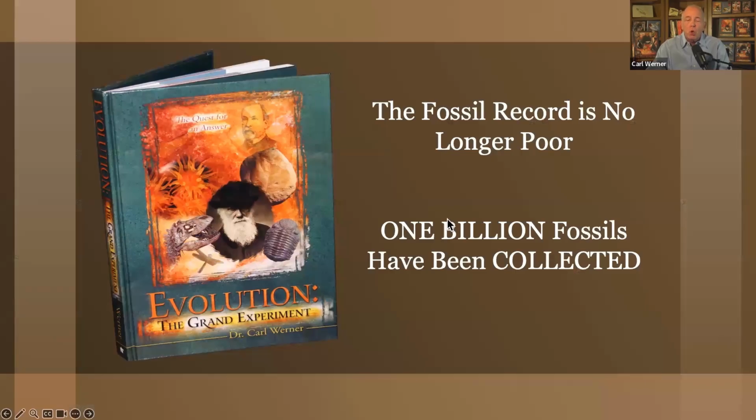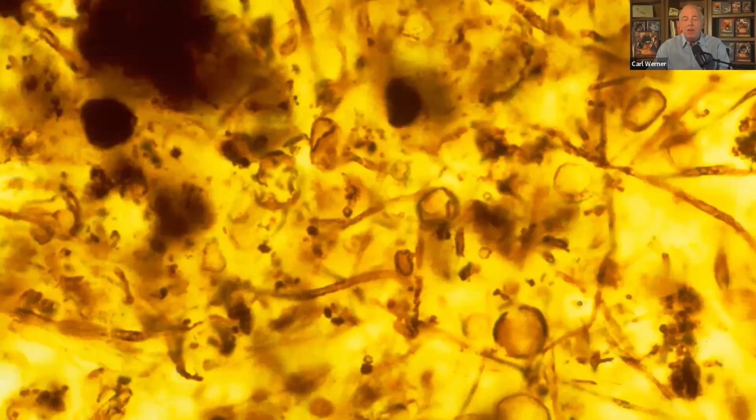For example, 1 billion fossils have been collected. That's a B, billion. There are 1,000 museums with about 1 million fossils in each museum. And the fossils that we have collected include bacteria. Well, if you have fossil bacteria, you should be able to find the intermediates between the bacteria and the fish and the bacteria and the coral.